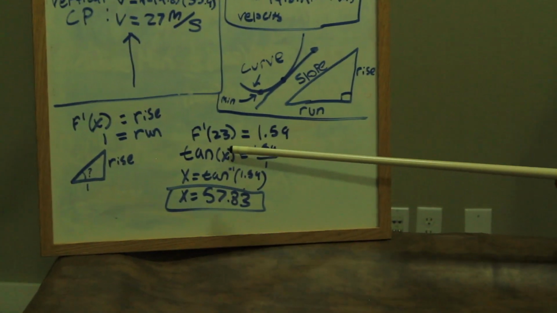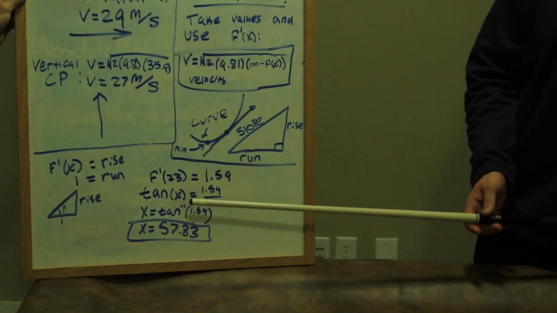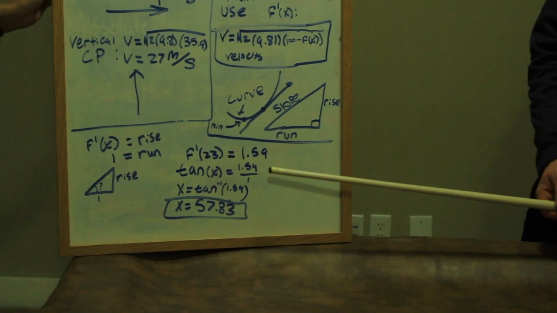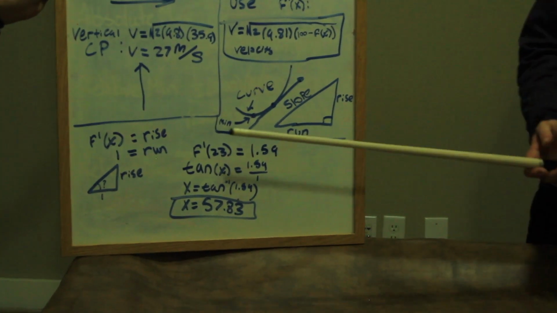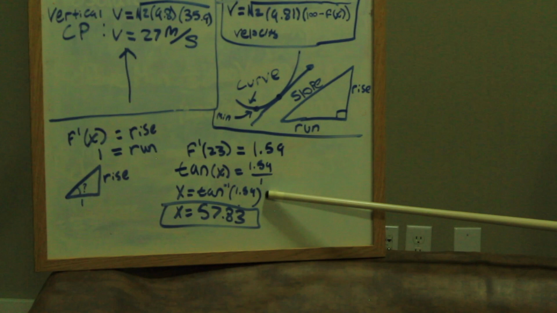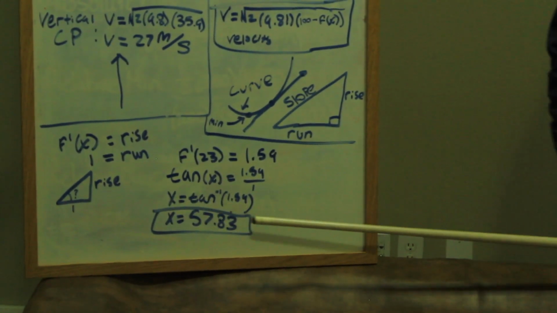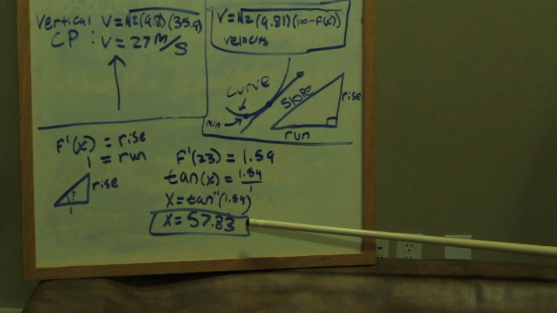Next we take the SOHCAHTOA rules, tangent equals opposite over adjacent. So we get tangent of x equals 1.59 over 1. Working through that with math, x equals tangent inverse of 1.59. So then the angle in this triangle right here is 57.83 degrees.